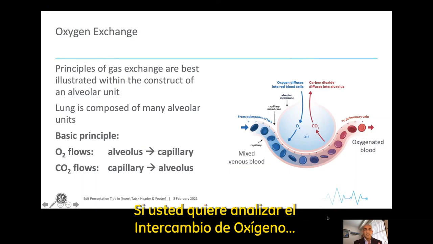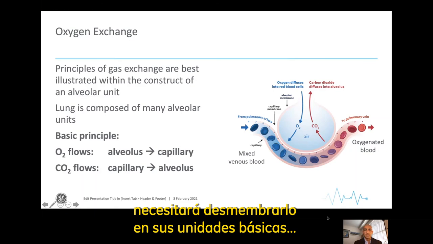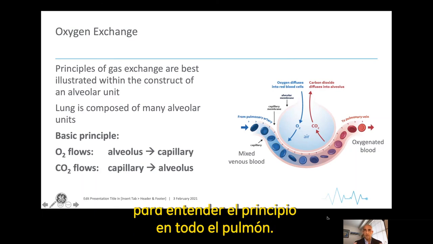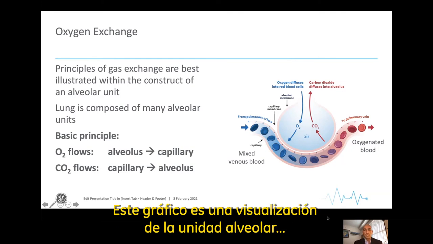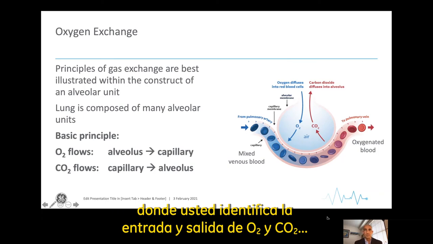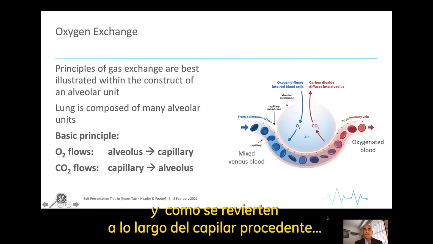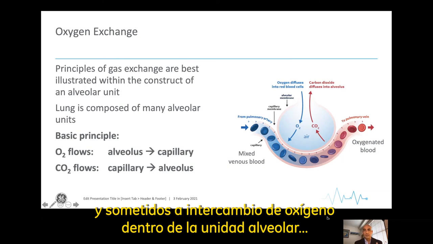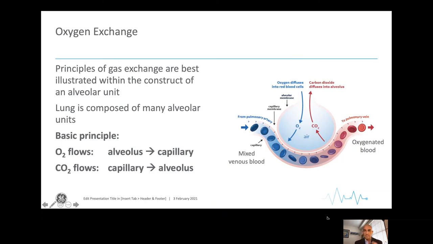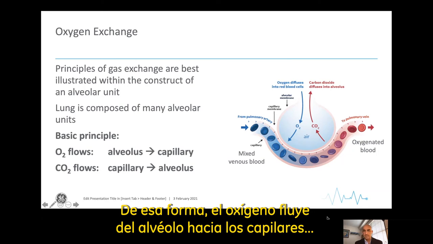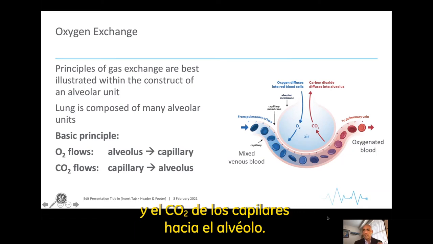So if you want to break down oxygen exchange, it needs to be broken down into the most basic unit to understand the principle across the entire lung. And the easiest way to do that is to describe the alveolar unit. The graphic to your right provides a visualization of the alveolar unit where you have the ability to identify the inflow and outflow of both oxygen and CO2. And as it traverses across the capillary, coming from the pulmonary artery, undergoing oxygen exchange within the alveolar unit, and then through the pulmonary vein to return back to the heart for circulation. So simply stated, oxygen flows from the alveolus into the capillary, and in the opposite movement, CO2 will move from the capillary into the alveolus.